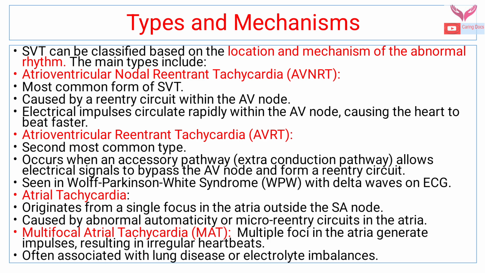Next is atrial tachycardia. Here the impulses originate from a single focus in the atria outside the SA node, and it is caused by abnormal automaticity or micro re-entry circuits in the atria. Multifocal atrial tachycardia means multiple foci in the atria generate impulses, and they result in irregular heartbeats. It is often associated with lung disease or electrolyte imbalances.